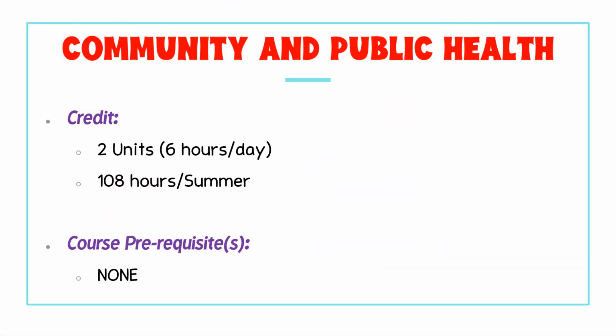So to start, community and public health in terms of the laboratory period, and as I have messaged in our group chat, it is 2 units. One unit in a laboratory class is equivalent to 3 hours, so your CPH laboratory is 2 units, meaning 6 hours per day, and a total of 108 hours for the whole duration of your summer class.